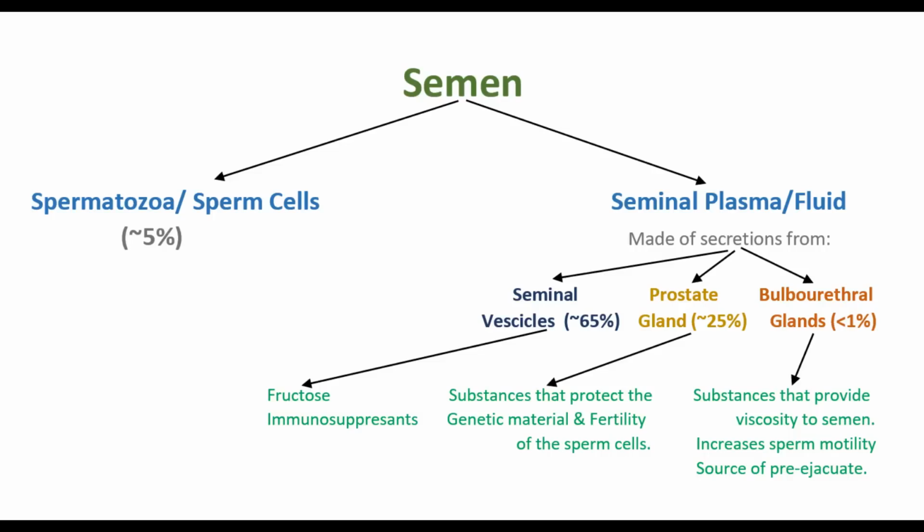Secretion of the bulbourethral glands, also known as Cowper's glands, contains substances that provide viscosity and slimy texture to the semen, thereby increasing sperm motility within the female reproductive tract. It is also the source of the pre-ejaculate.